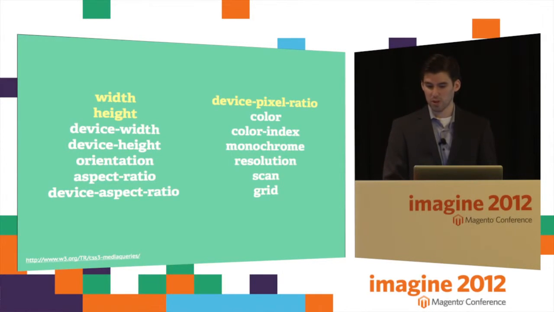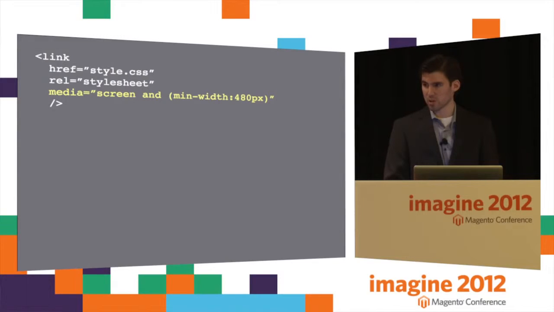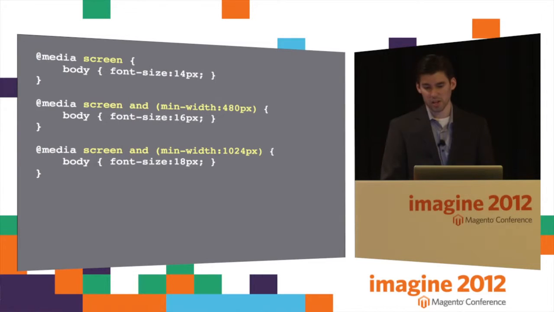Primarily, you'll be working with width, height, and device pixel ratio. The syntax is pretty straightforward, and it builds on CSS2 media types. It can also be referenced inline in a CSS file. In this example, I'm setting a font size of 14 pixels for all screen sizes.